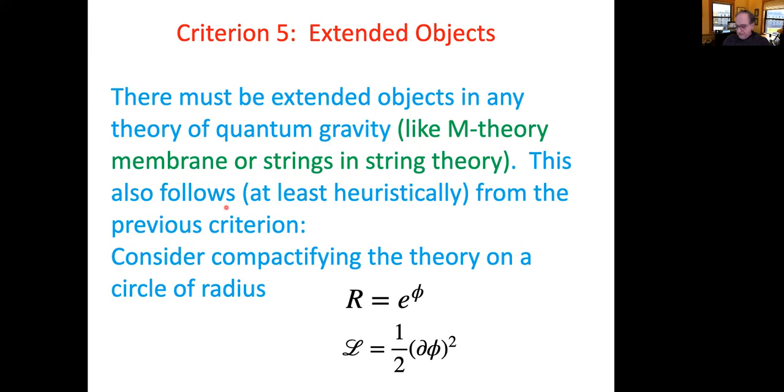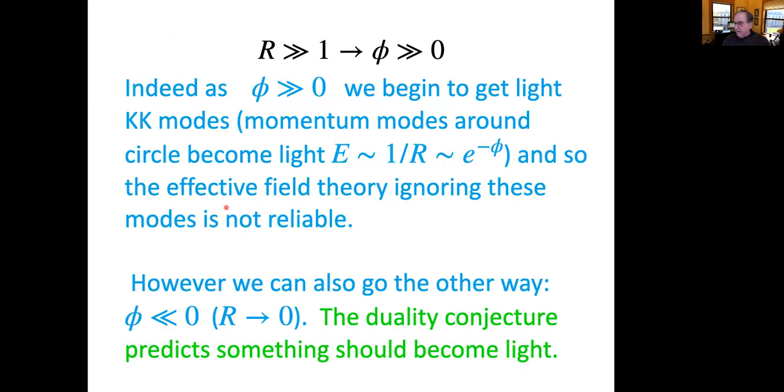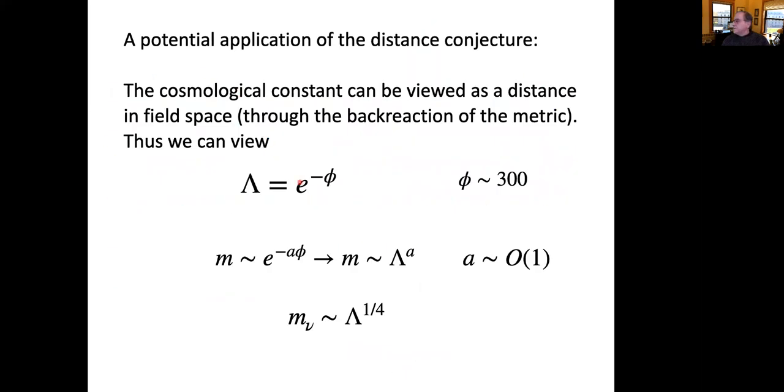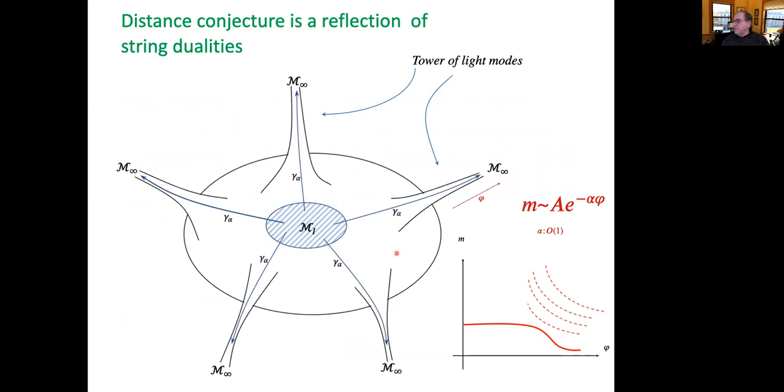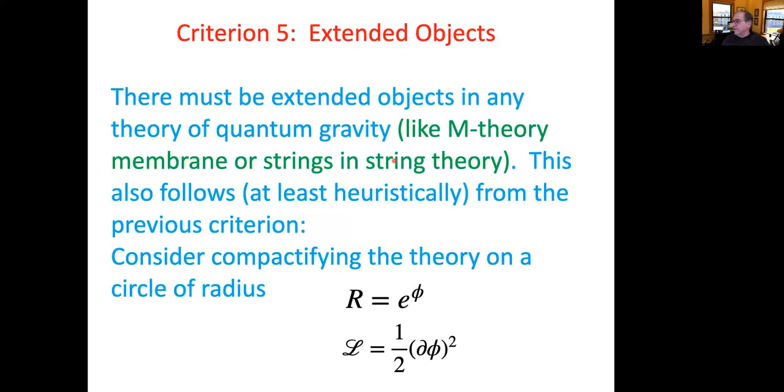In other words, the previous statement that I was making, just go back. So here I was saying that whenever you go far in field space, you get a light tower of states. Just from this fact, I'm going to derive the fact that in any quantum theory of gravity, you must have higher dimensional objects. So the higher dimensionality of the theory is a consequence of this principle, that whenever you go far in field space, you should get light states. So how does that come about? It is the following.